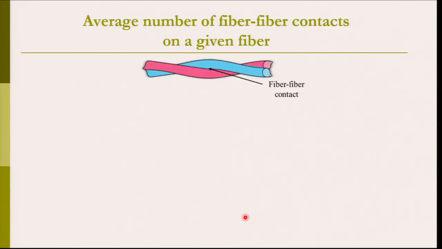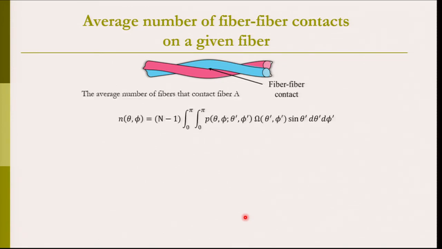So, we need to calculate the average number of fiber to fiber contacts on a particular fiber. So, let us say the fiber A makes contacts with a well defined number of fiber B. In this case n theta phi, which is shown here, denotes the average number of fibers that come in contact with the fiber A. Obviously, n fibers make n minus 1 contacts. So, this is the reason you have n minus 1, and then we simply take the orientation averaging approach.